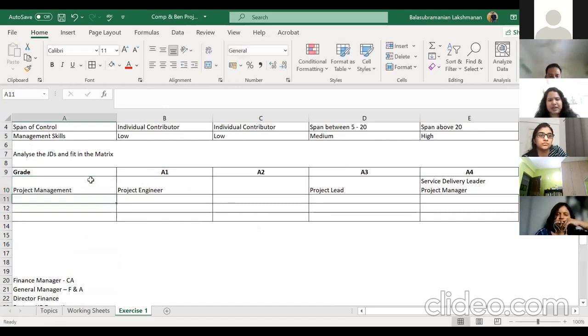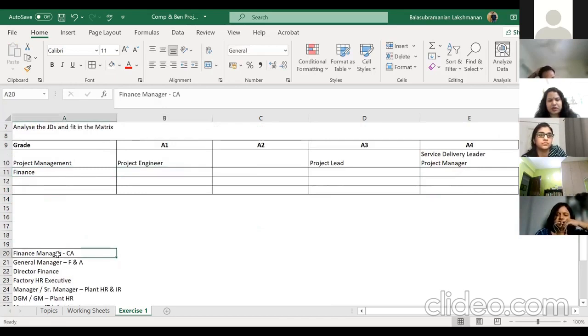So finance manager is the next role. Finance manager, CA. So it can come under either A3 or A4. A3 maybe. A3 we would keep. Director and general manager finance can come in A4. Right, he is reporting to the MD.